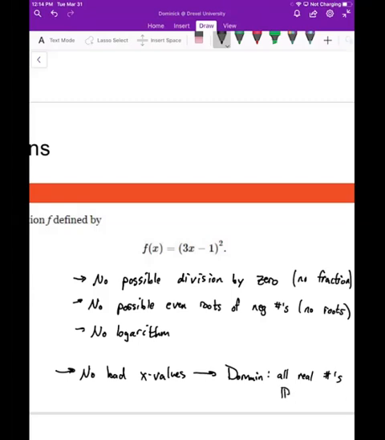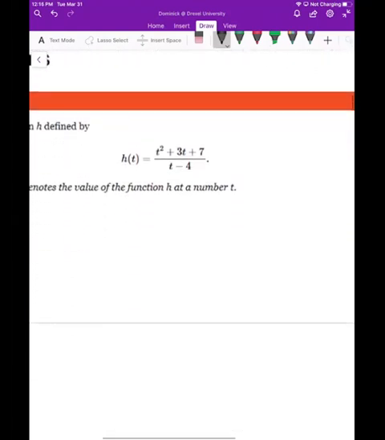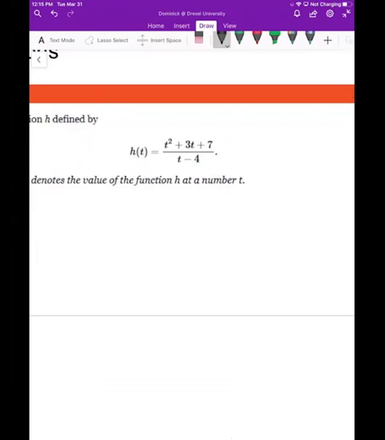Right, a lot of times they will use this double barred R to indicate all real numbers. And a lot of times you'll see what's called interval notation, which is something that you should be familiar with. And that's indicated as -infinity to infinity, right? Because there's no numbers to rule out. All right, now in the next example, we have this h of t here. Now clearly you can see that you have a fraction. So division by 0 is possible.